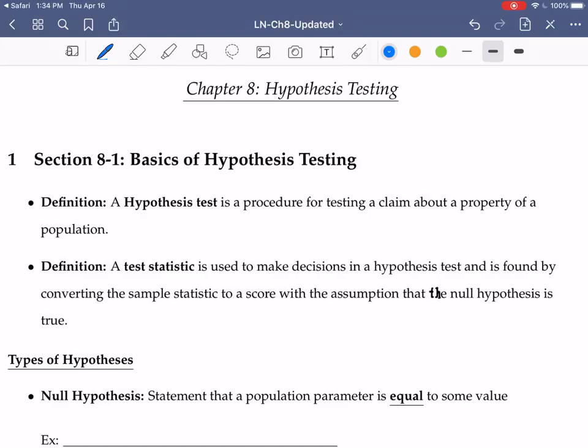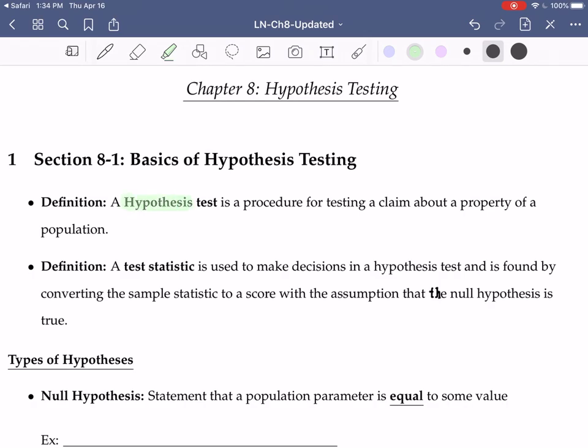Hey guys, in the next several videos we're going to start looking at hypothesis testing. How do we do hypothesis testing, what is it, and how do we go through and do some hypothesis tests? So let's first think about what is a hypothesis test.